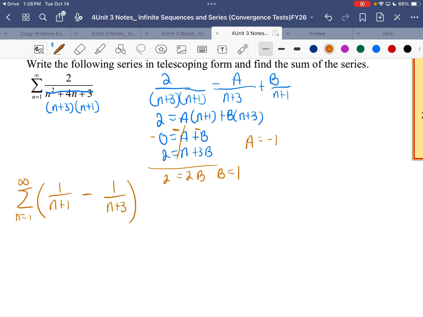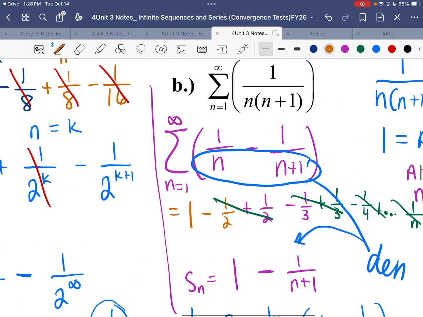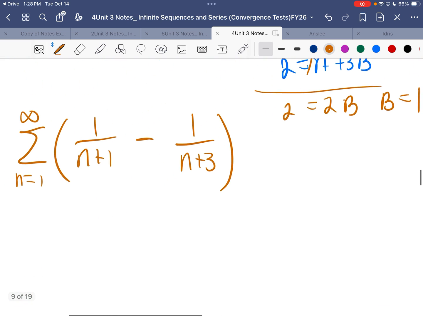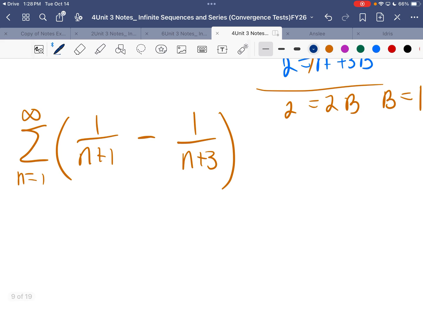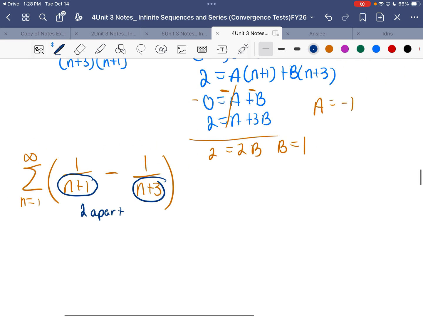Example 4b versus example 5. In 4b, how far apart were the denominators? 1. And we started with the first term and we ended on the last term. Now, how far apart are the denominators? 2. That's going to change things up. That means we're going to have to add up the first 2 things. So there's going to be 2 things remaining. So it's not going to just be the first number. There's going to be another thing that's not going to cancel, which is why Nate was like, we're not canceling. 2 things are not going to cancel.